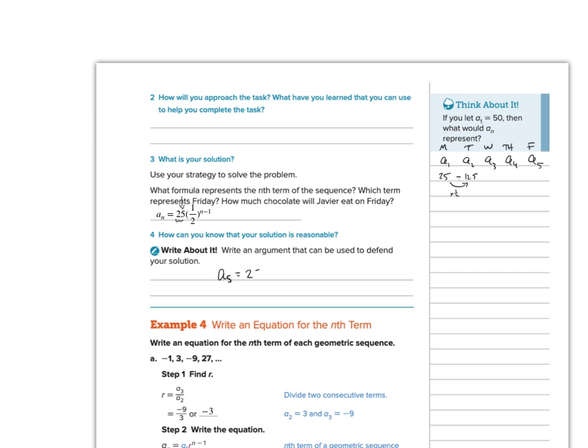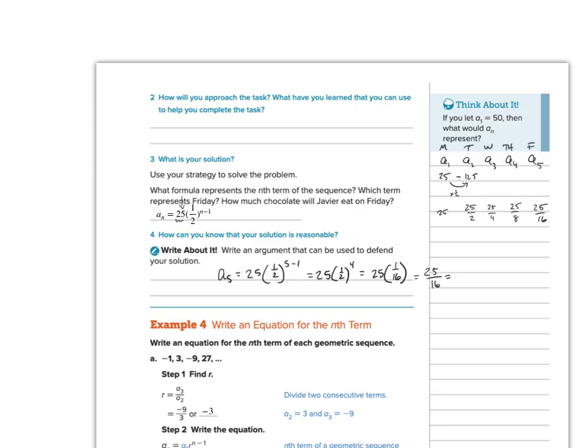A5 is equal to 25 times 1/2 to the 5 minus 1, because again, the n value, the term I'm looking for, is the fifth term. So that would be 5 minus 1. So that should be 25 times 1/2 to the fourth power. Depending on how you put that in the calculator, I think that is 25 times 1/16. That may look a little bit confusing, but if I multiply this out, that becomes 25/16, and that's going to equal some number.